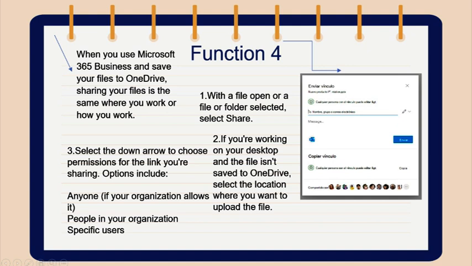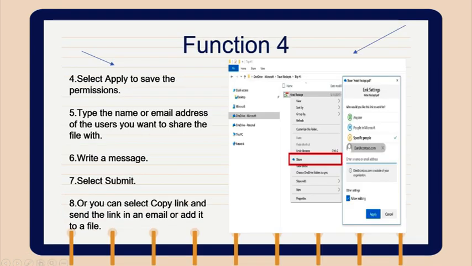3. Select the down arrow to choose permissions for the link you're sharing. Options include anyone, if your organization allows it, people in your organization, specific users. 4. Select Apply to save the permissions. 5. Type the name or email address for the users you want to share the file with. 6. Write a message. 7. Select Submit. 8. Or you can select Copy Link and send the link in an email or add it to a file.